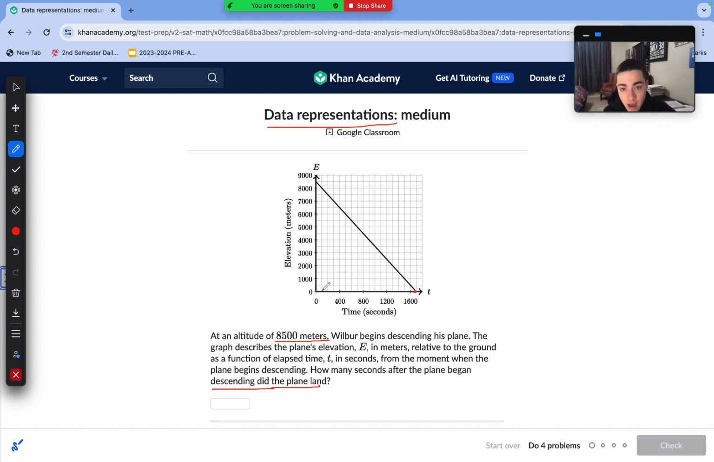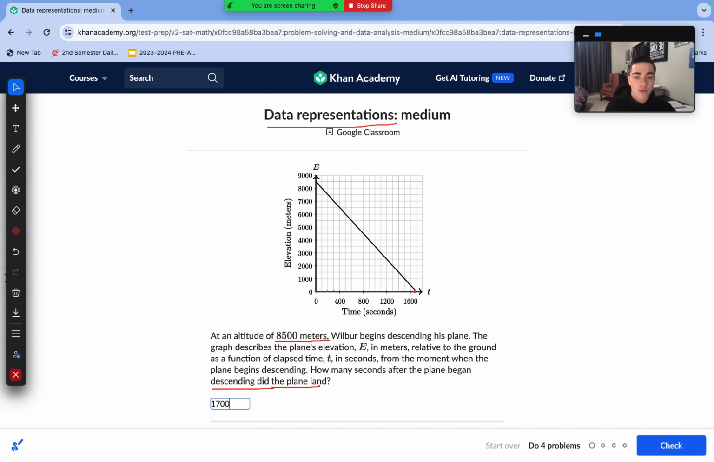We can see that as we go across one grid line, our seconds increases by 100. 100, 200, 300, 400. That's an example of that. So if we're just one past 1600, we're going to be at 1,700 seconds. So that is our answer, 1,700.